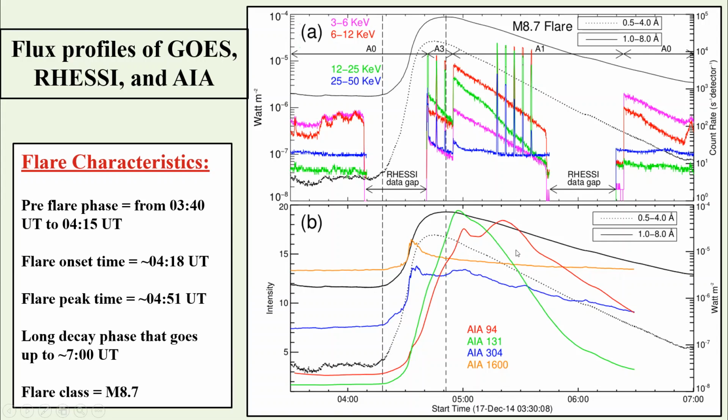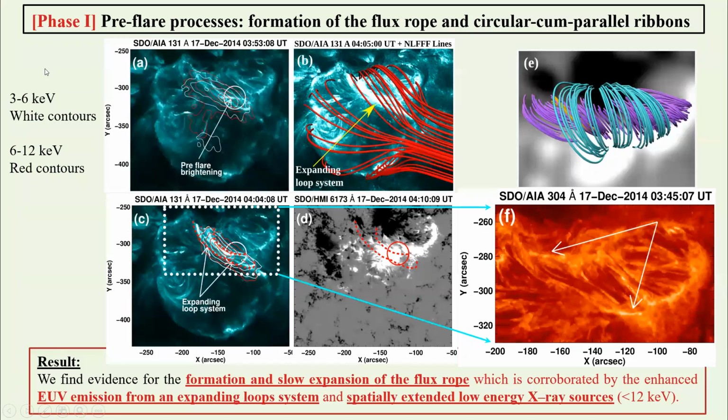This is the intensity profile which we estimated from the observations. We took the images and then calculated the total counts, which gives us the flux at different wavelengths: 94, 131, 304, and 1600 angstrom. These are then plotted, and they match quite well with the X-ray flux. You can see like this. Okay, so we have observed three different phases for this event.